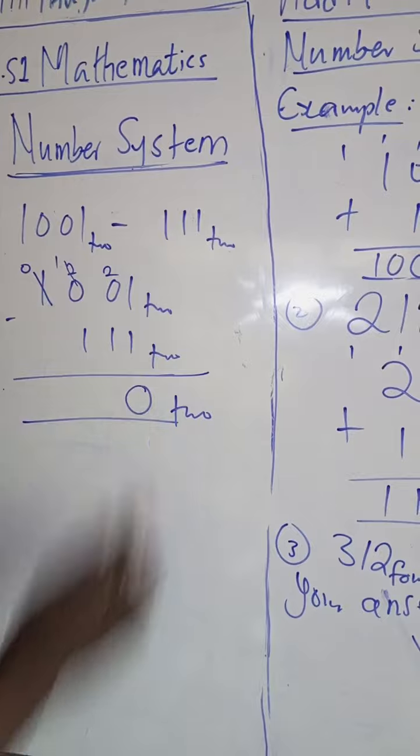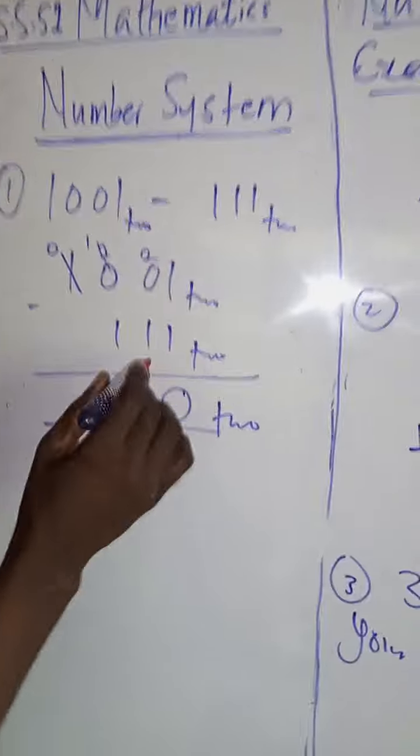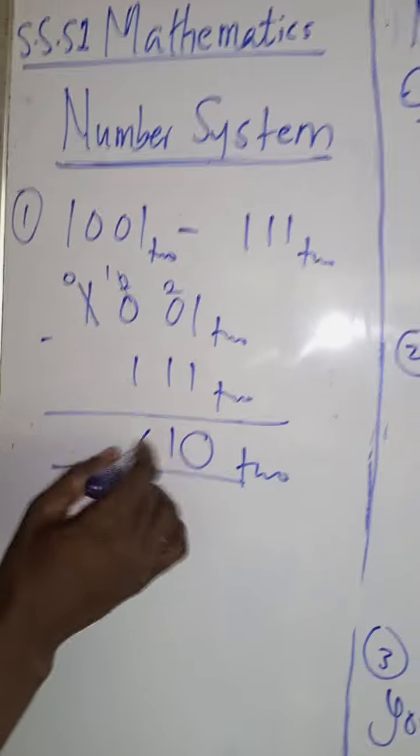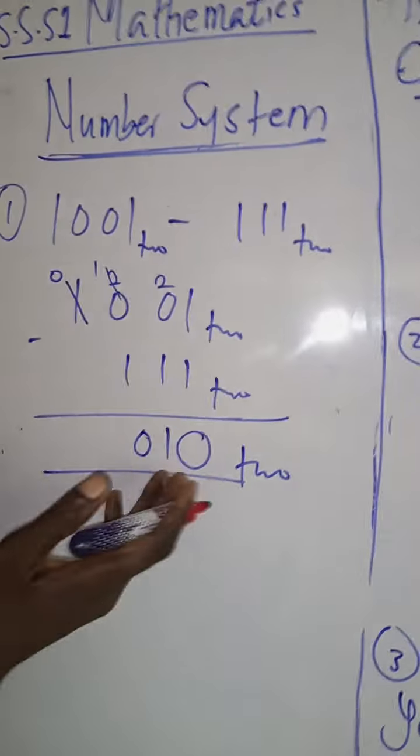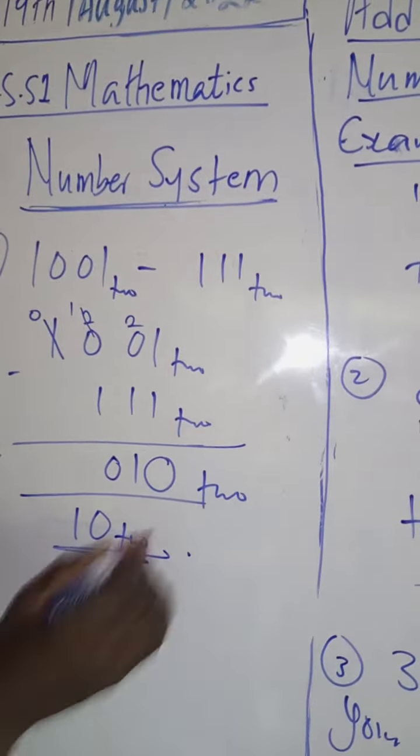So it moves as what? 2. And this one will now give me 2 minus 1, 1. 1 minus 1 is 0. Of course, when there is 0 before it, it's insignificant. So this is my answer.